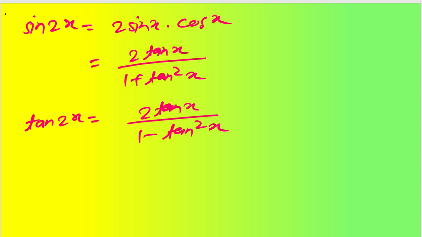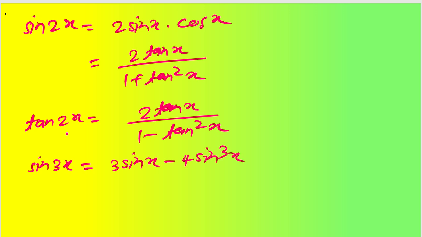So tan 2x is 2 tan x by 1 minus tan square x. Now there are formulas for sin 3x and cos 3x. So that is, sin 3x is equal to 3 sin x minus 4 sin cube x.